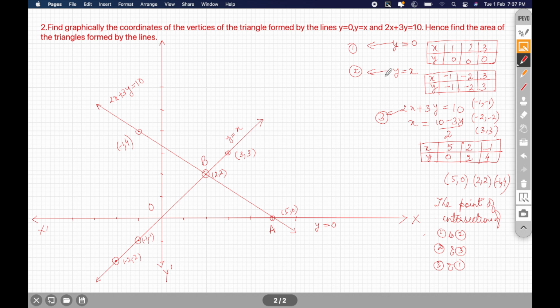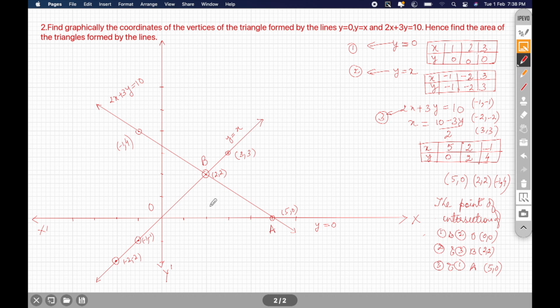So 1 and 2 is the origin 0 comma 0. You can see y equals to x with the x-axis. Then 2 and 3, that means y equals to x and 2x plus 3y equal to 10. Point of intersection is B with coordinates 2 comma 2, and equation 3 with 1 is the point A with 5 comma 0. So we have written down the vertices of the triangle. Now you have to find the area of this triangle.